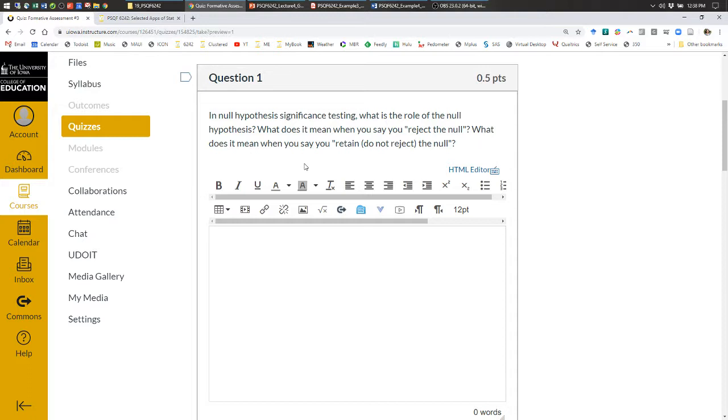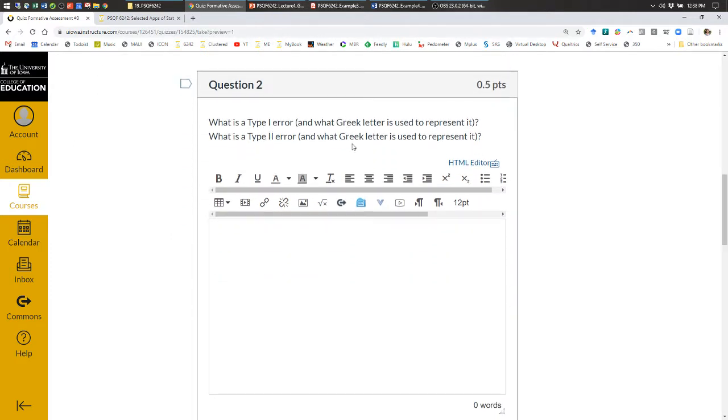Found something significant. Something unexpected. So if the null were true, what we found would not happen very frequently. Yes. What does it mean when you say that you retain or do not reject the null? There's something that's non-significant. Not insignificant, right, but non-significant. Something within the realm of expected variation. So we don't have enough evidence to say that the null is not true.